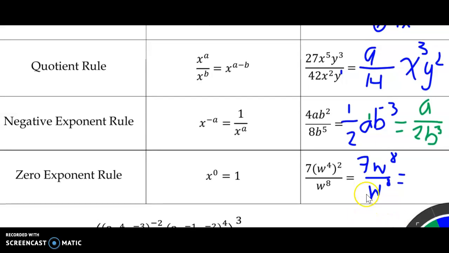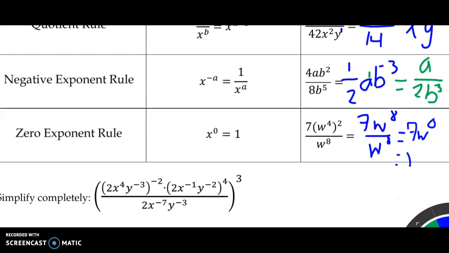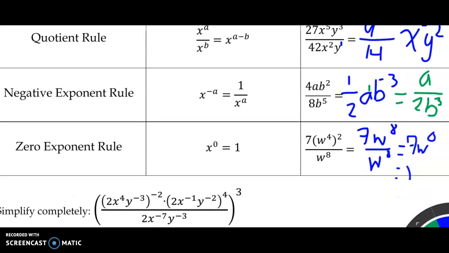So here, if we use the quotient rule to subtract, 8 minus 8 gives us 7w to the 0 power. But anything to the 0 power is just 1, so it's 7 times 1, which is just 7. Let's see if I can rewrite it. 7 times 1, which just gives us 7. That's our final answer.